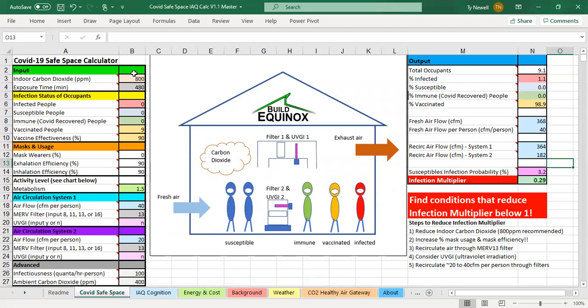So let's go back to the COVID Safe Space worksheet and talk about how it operates. Now, I've got some numbers in here, and I'm going to change these. For example, a more typical value within an indoor space is about 1,200 parts per million of carbon dioxide. The outdoor level of carbon dioxide, unfortunately, is now 400 parts per million.